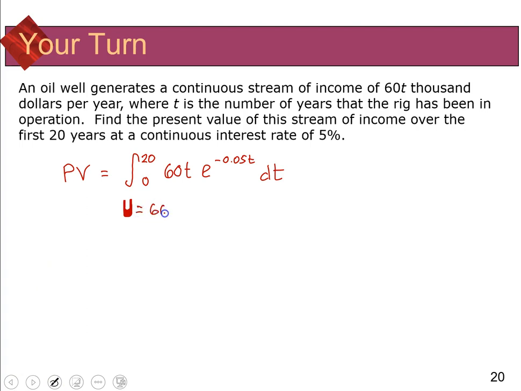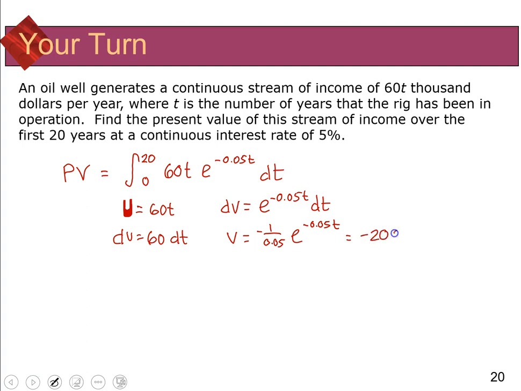So I'm going to let u equal 60t. dv is going to equal e to the negative 0.05 t dt. du is going to be 60 dt. v is going to be negative 1 over 0.05 times e to the negative 0.05 t, which is negative 20 e to the negative 0.05 t.